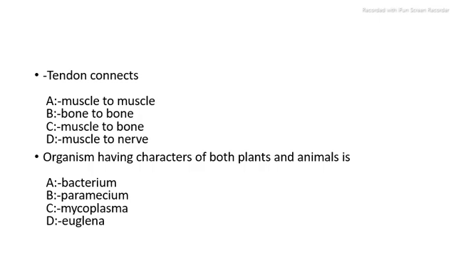Next question, organism having characters of both plants and animals is called option A, bacterium, option B, paramecium, option C, mycoplasma, option D, euglena. So the correct answer is option D, that is euglena. It is a protist which comes between plants and animals. It shows the characters of both animals and plants. Okay.